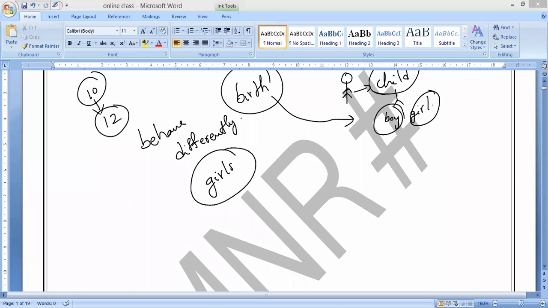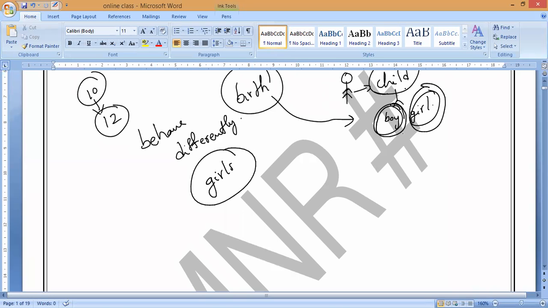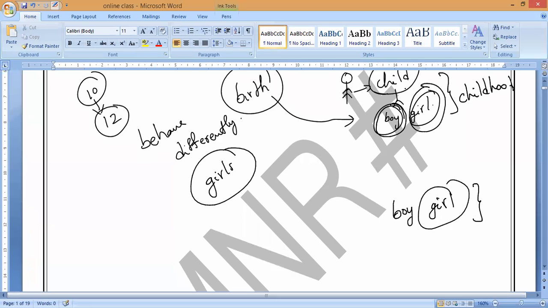When it is a child, we are unable to identify the boy or girl, and then later we are easily identifying either a boy or a girl. So here, in the first case, we are not able to identify, and here we are able to identify. In this case, we are unable to identify whether it is a boy or girl because the appearance is the same. So this is what we call childhood. What do we call it, guys? Childhood.